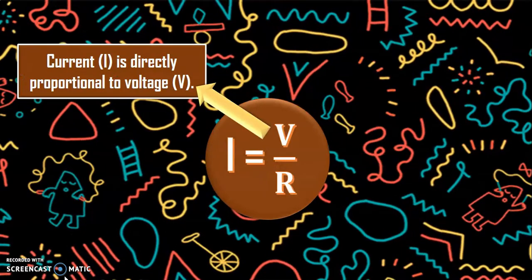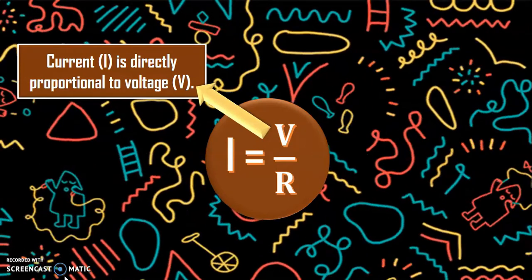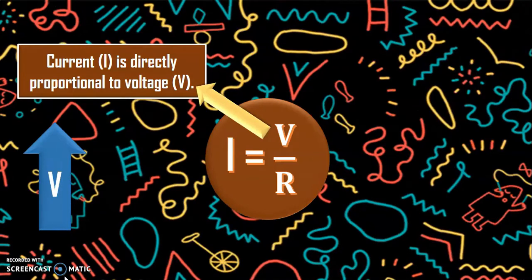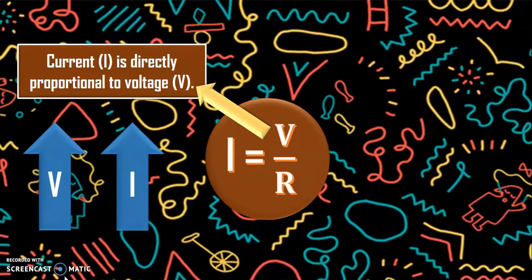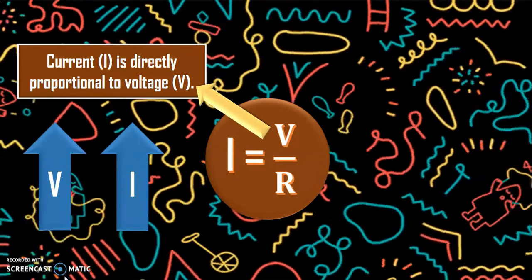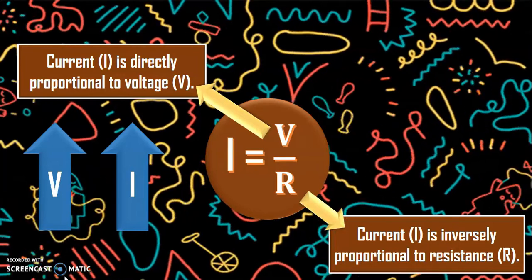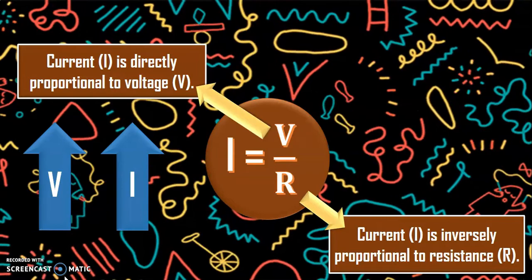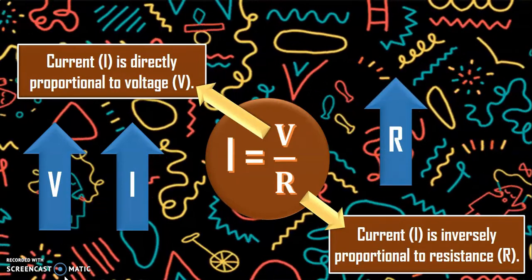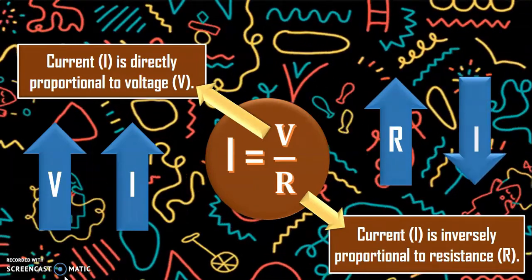In this equation, current is directly proportional to voltage. When the voltage increases, the current also increases, with the resistance being held constant. On the other hand, current is inversely proportional to resistance. When the resistance increases, the current decreases when the voltage is constant.